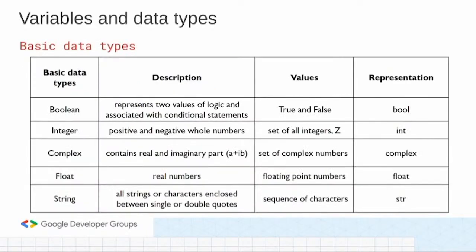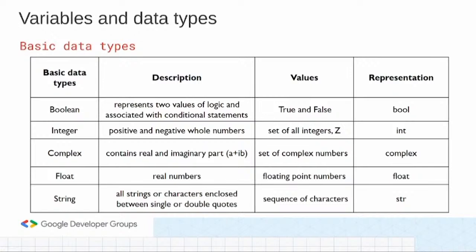Now, let's look at the commonly used data types in Python. The basic data types are Boolean, which represents two values of logic and is associated with conditional statements. The output values that you would get when you use a Boolean data type are True or False, and it is represented as bool. The next type is integer. It consists of the set of all integers, positive or negative, the whole numbers. It is represented by the letters int.